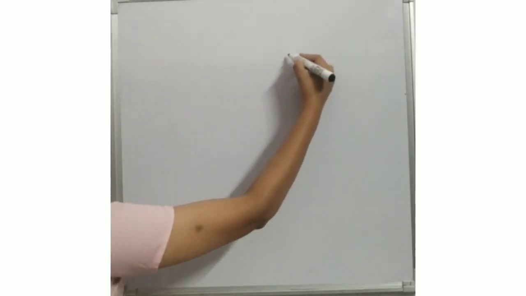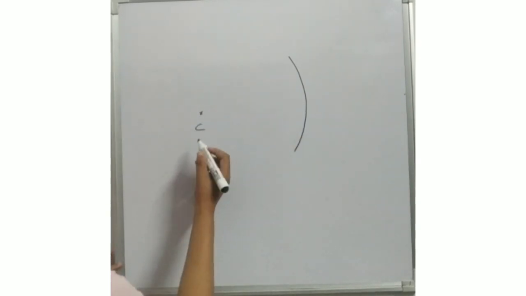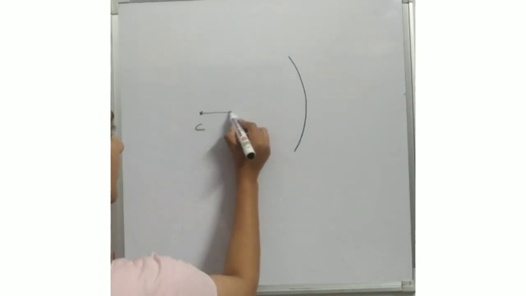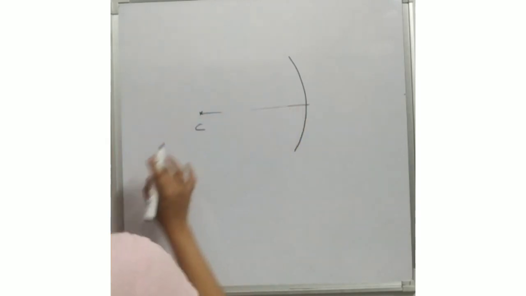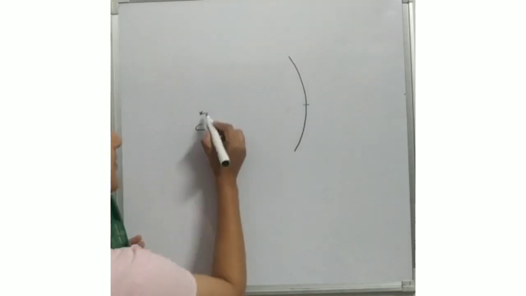We are going to draw a ray diagram by using all the 4 rules. So this is the center of curvature. Now the half distance will be F, the focal length.